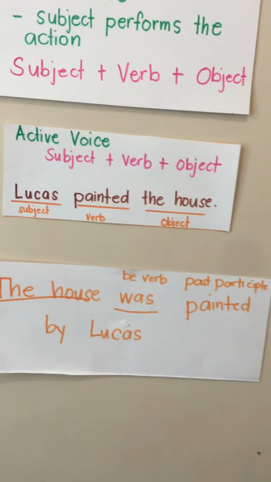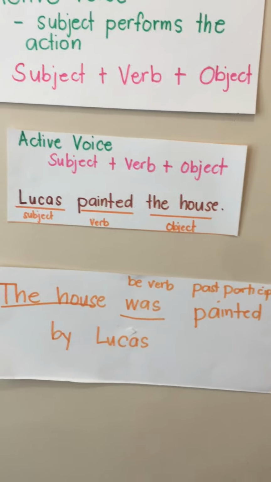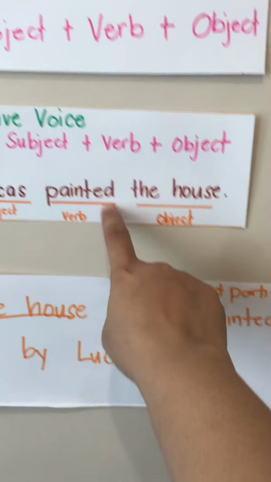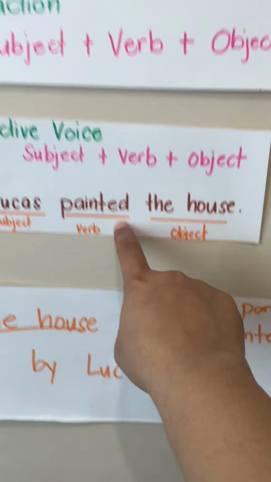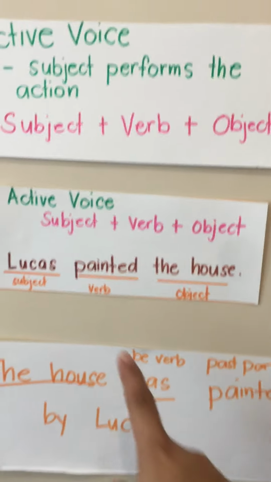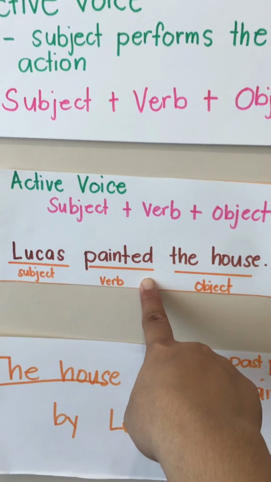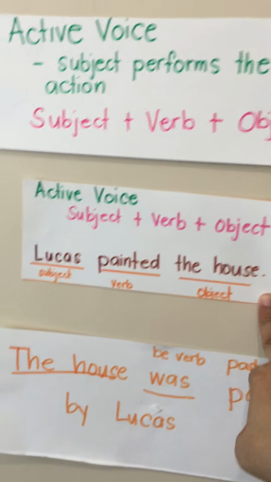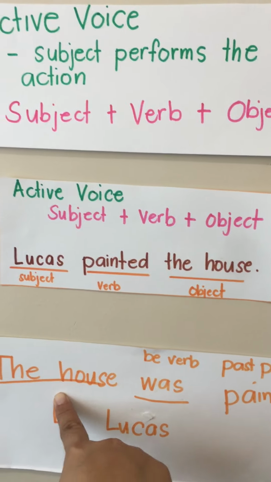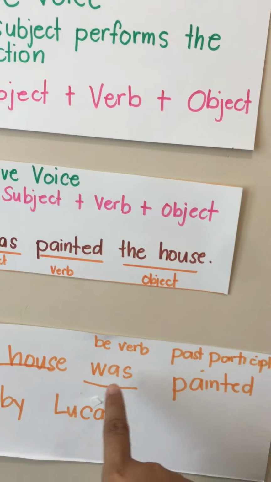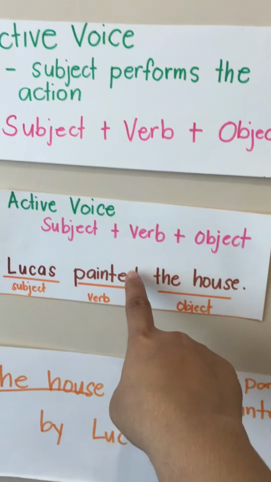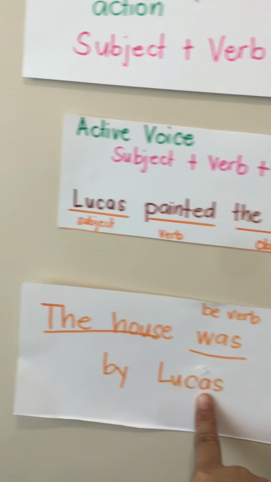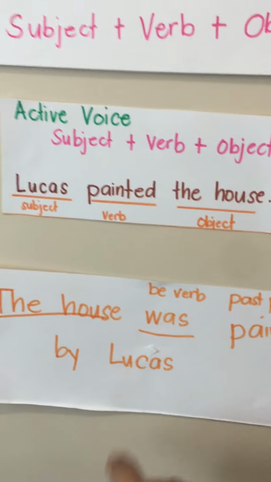So tandaan, if we're going to change active voice to passive voice, we have to check first the tense of the verb. Check niyo muna yung verb. Is it in present tense, past tense, or future tense? In this example, it's in past tense. So, kailangan natin gamitin yung be verb na was or were. Dito, ang object ay the house. So, we will write it at the beginning of the sentence. And then, since isa lang yung house, we're going to use the be verb was plus the past participle of the word painted. It's painted, and the receiver of the action is Lucas. The house was painted by Lucas.